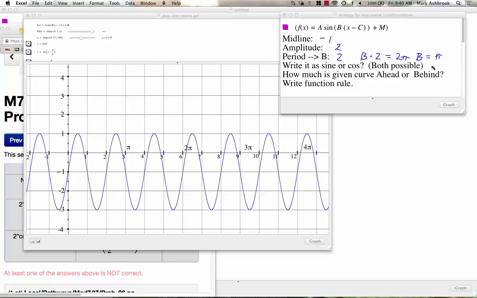Sine or cosine first? Sine. What is the unshifted sine? How does our graph compare to it? It's the same, right? So this is unshifted sine. We don't have to worry about a horizontal shift. So as a sine graph, we're ready to write it. 2 sine, what's our B? Pi times x.